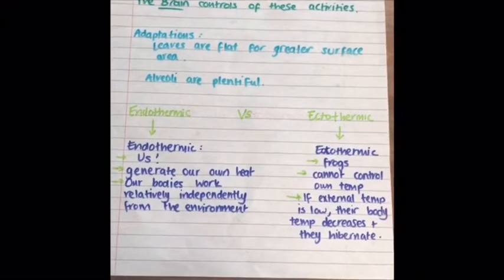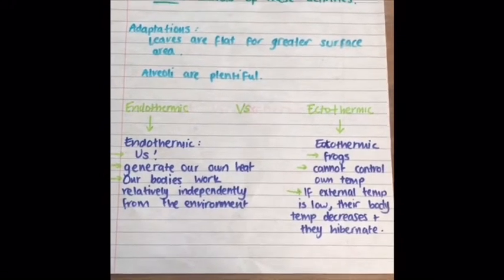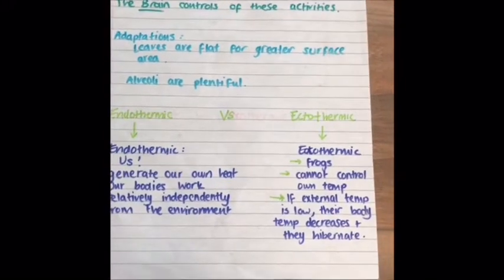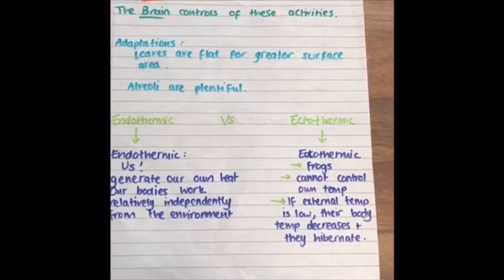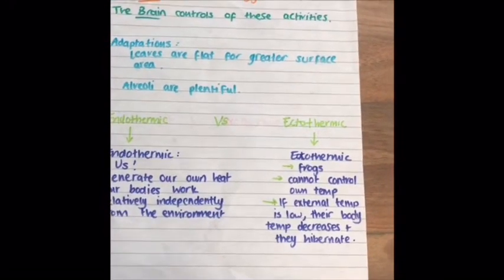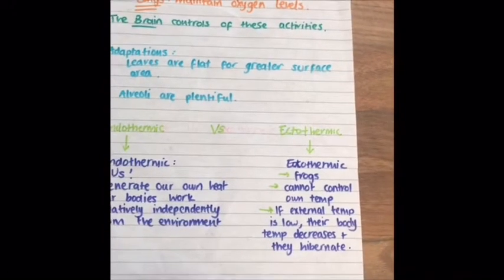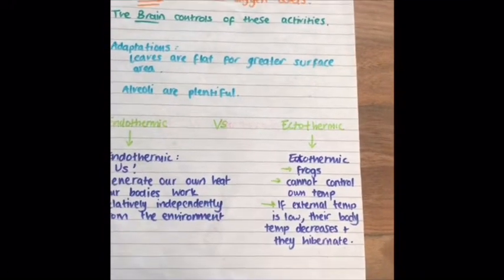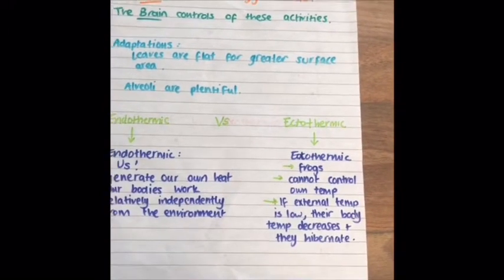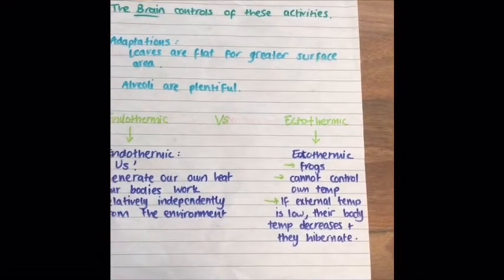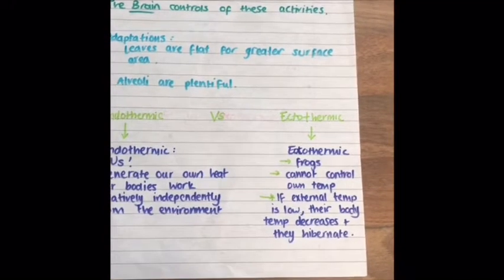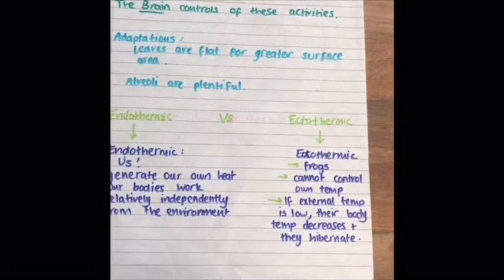Whereas ectotherms, or cold-blooded animals, for example frogs and alligators, cannot control their own temperature, and their temperature is very much affected by the external environment. So if external temperatures are cold, then their body temperature decreases, and as a result they will go into hibernation. When their body temperature starts to go up again because external temperatures are increasing, then they come out of hibernation.